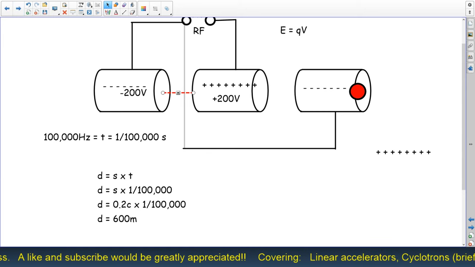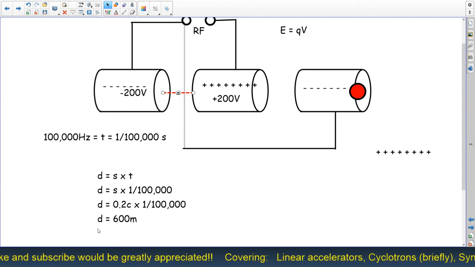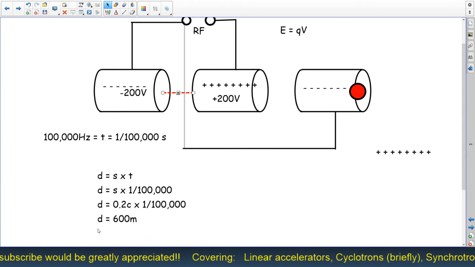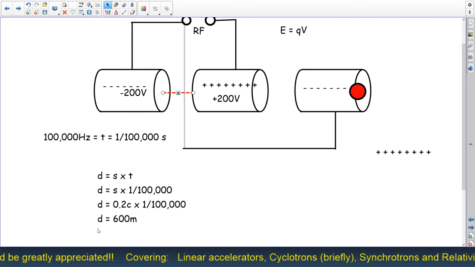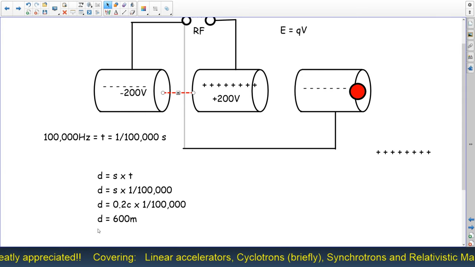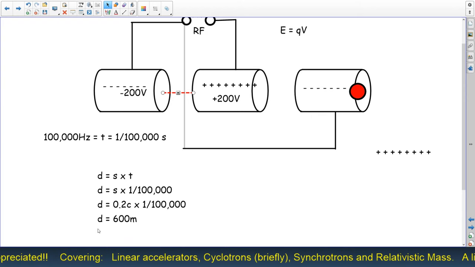What speed do you usually need the particle at in real life? Well, that's a really good question, Matthew. It's kind of like asking the question, how much money do you really need in real life? And the answer is more. That's the general answer.